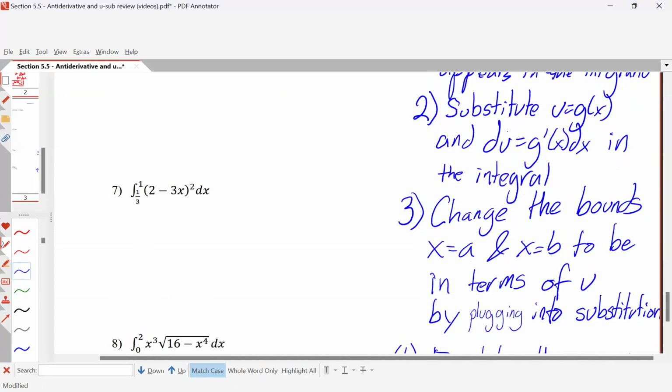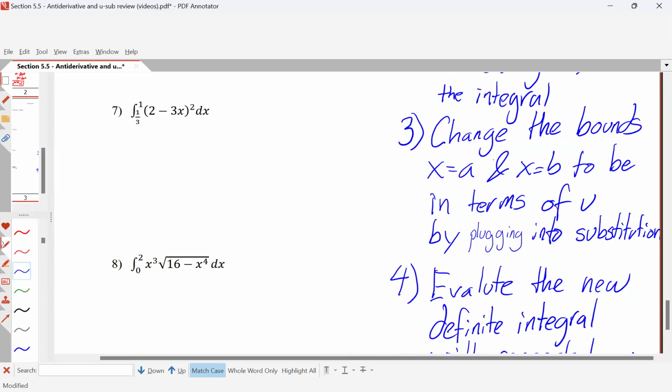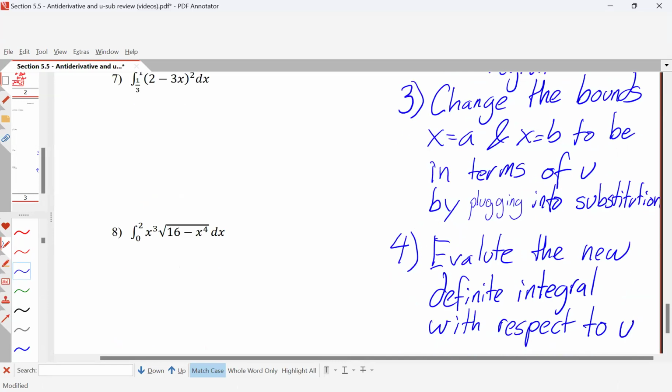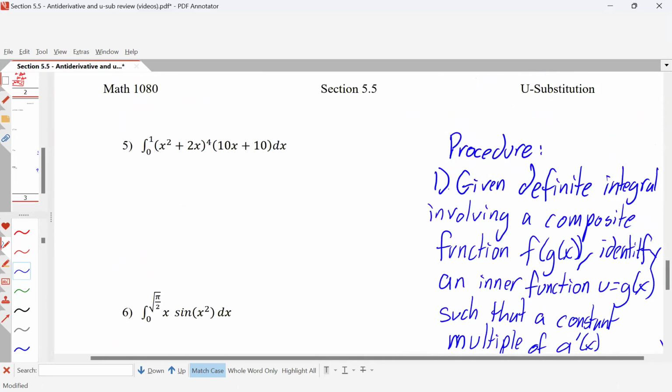And for definite integrals, we then need to change the bounds, x equals a and x equals b, to be in terms of u by plugging those bounds into the substitution. Once we're now in an integral in terms of u, we can evaluate the full integral and find our answer. So we're going to go over 4 examples of this.